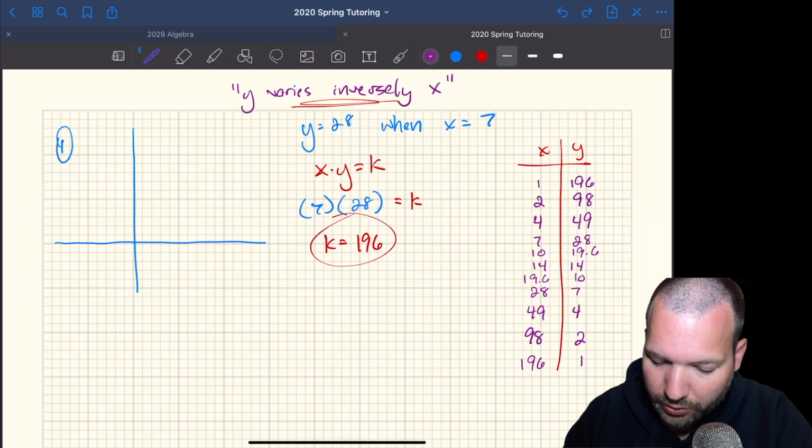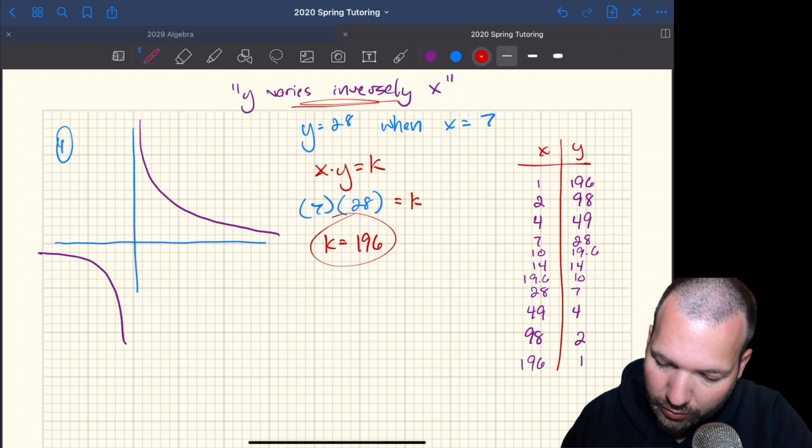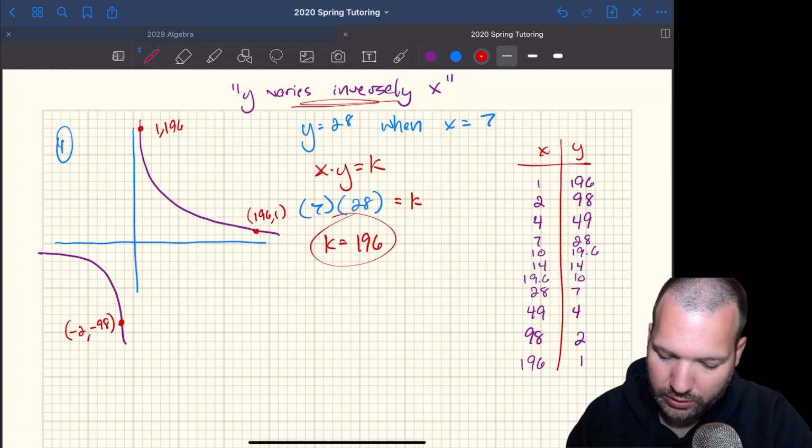So let's go ahead and graph those. Inverse variation curves always look the same. That's not my greatest work, but that's okay. For scale, we'll pick out a couple points. Let's just call that 1, 196, and over here, roughly symmetrical from that, 196, 1. So maybe this one here is like negative 2, negative 98.